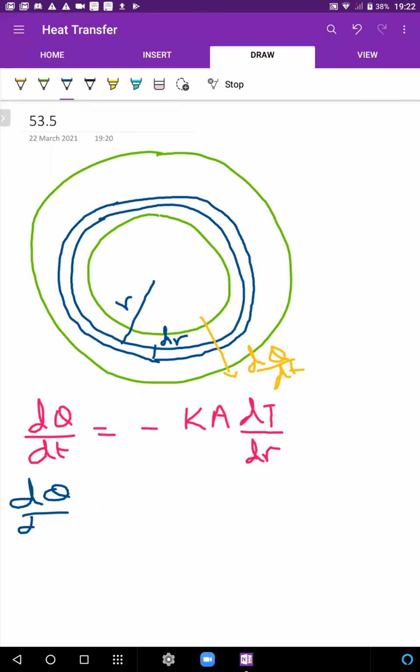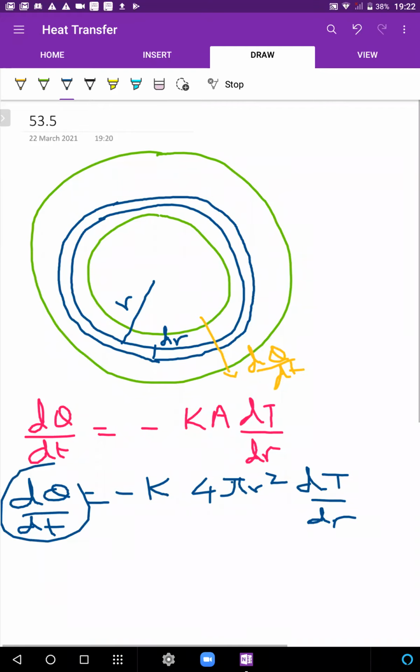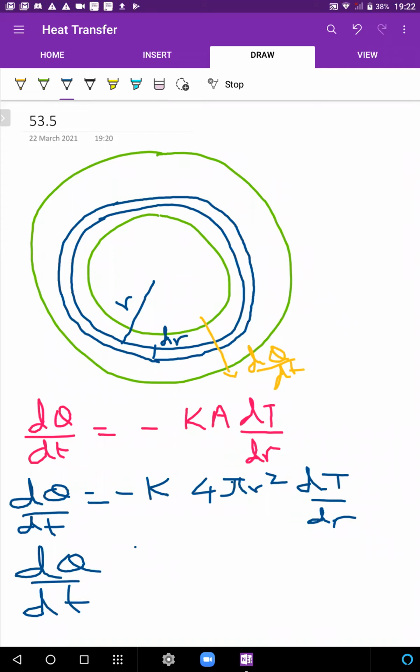dq by dt is minus k area of a sphere. So 4 pi r square dt by dr. Exactly the same story. Don't get scared of this. Just bring dr to one side. Let dq by dt be outside the integration. It's a constant. Okay? It's the same for all elements because all elements are in series. Yeah? So current is the same through all these elements. So dr by r square over here and minus k 4 pi dt over there.